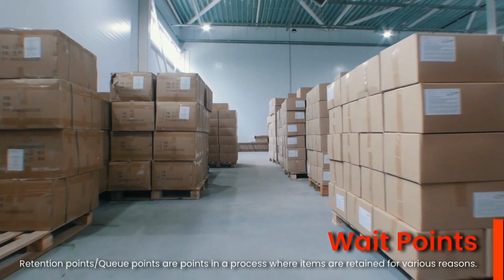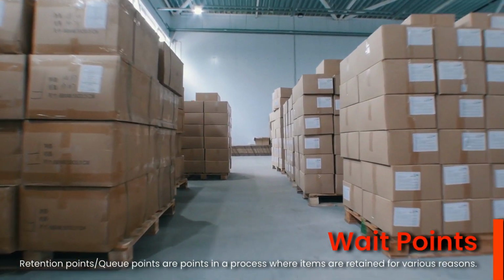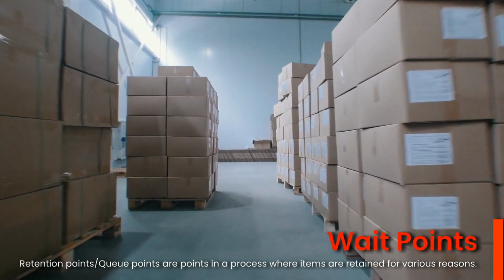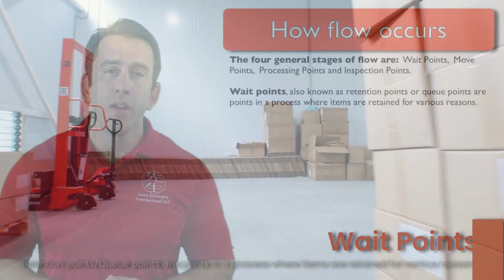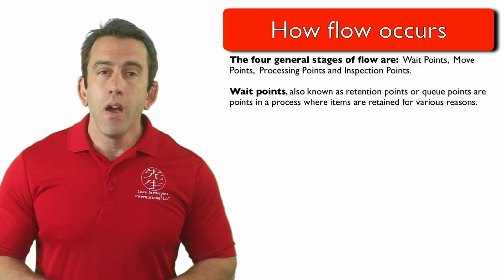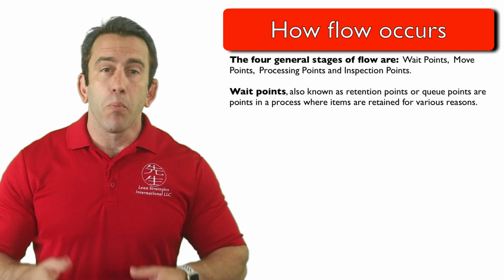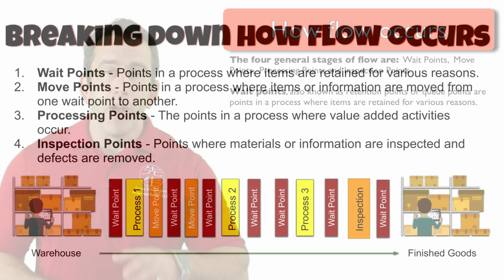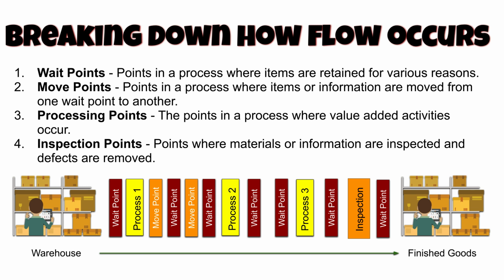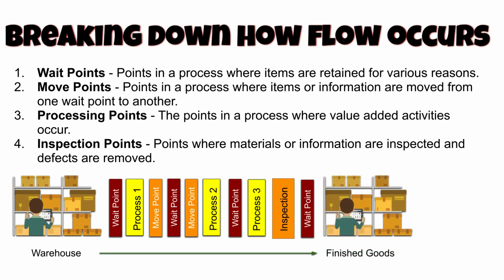Wait points, also known as retention points or queue points, are points in a process where items are retained for various reasons. This could be for stocking, awaiting move, awaiting processing, or simply just staging. Wait points generally take up a large portion of a process and can provide significant opportunities for improvements. When wait points are reduced, lead times go down.